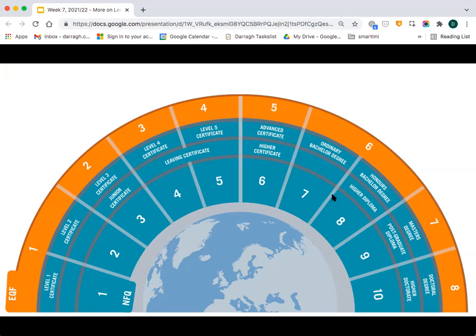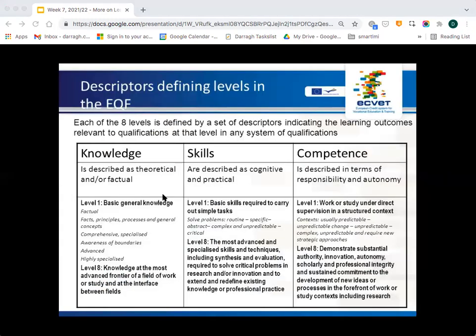So be aware of the European qualification frameworks and how those might align with the national qualification frameworks. Another element to be aware of with the European qualification framework is that each of the 8 levels in the EQF is identified by learning outcomes, but those learning outcomes have 3 descriptors or 3 elements to them. So in the EQF, learning outcomes are expressed in terms of the knowledge, the skills, and the competence that is associated with that learning outcome.